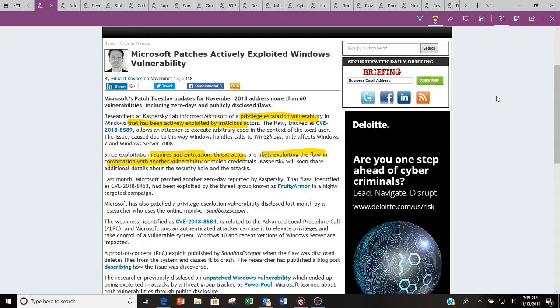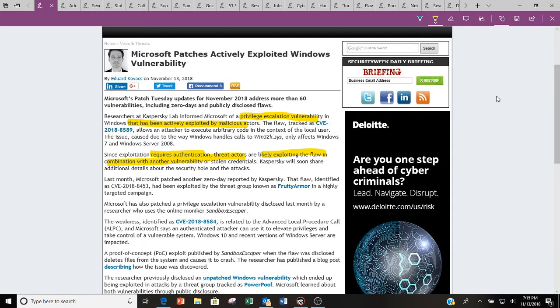There was one significant vulnerability in the Microsoft patch this month that allowed privilege escalation, which can allow someone, once they've logged into a computer, to escalate their privileges to an administrative account and gain control of the machine.